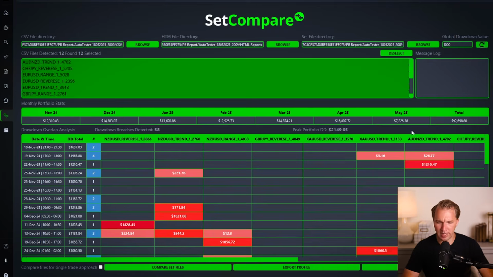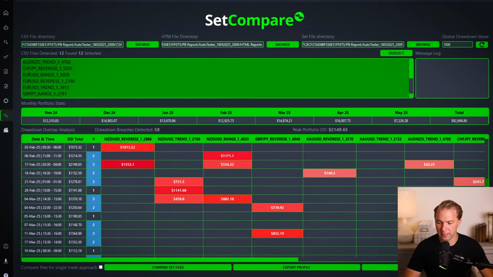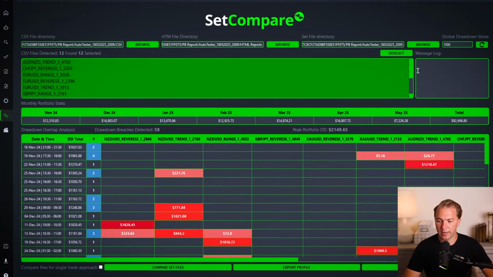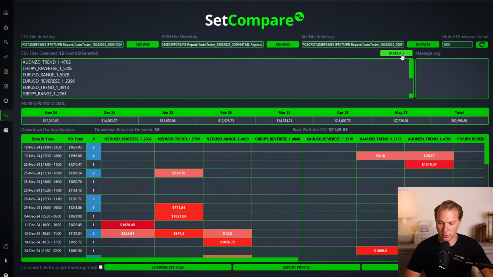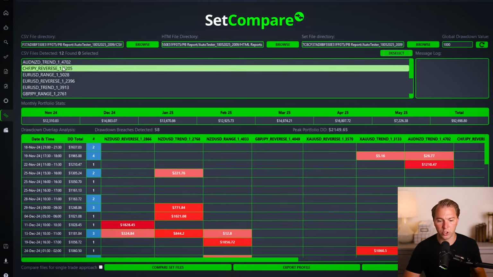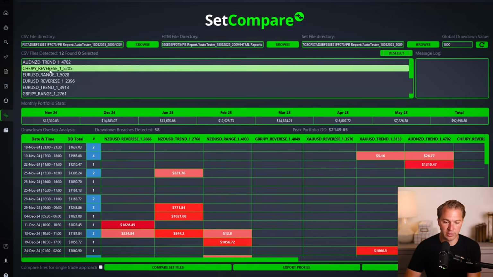So how many times did this portfolio draw down more than 1%? You can filter through and see all of the times that occurred. Now, let me actually back up a bit and show you what's going on here. I'm going to deselect all of these. This window here shows the results from running AutoTester earlier in the video. So this is our different pairs running different strategies.